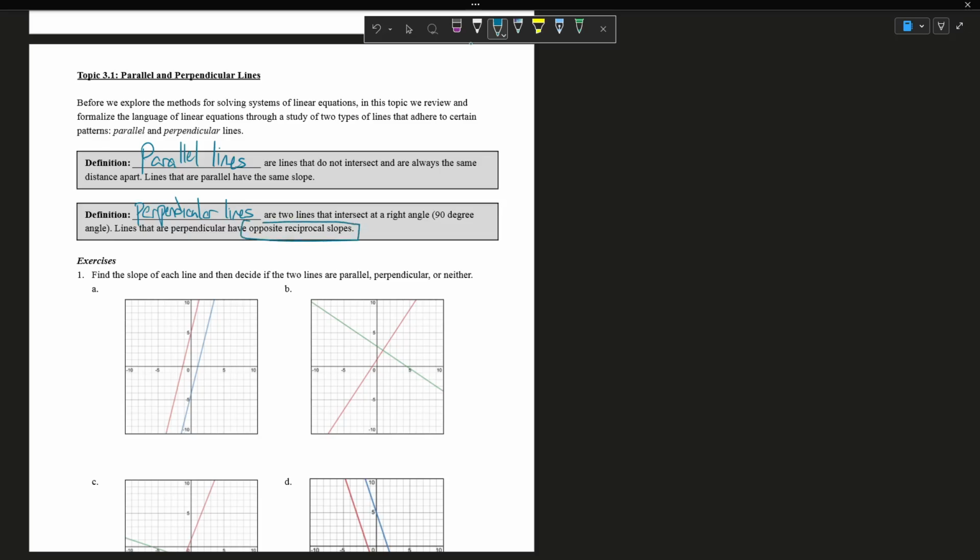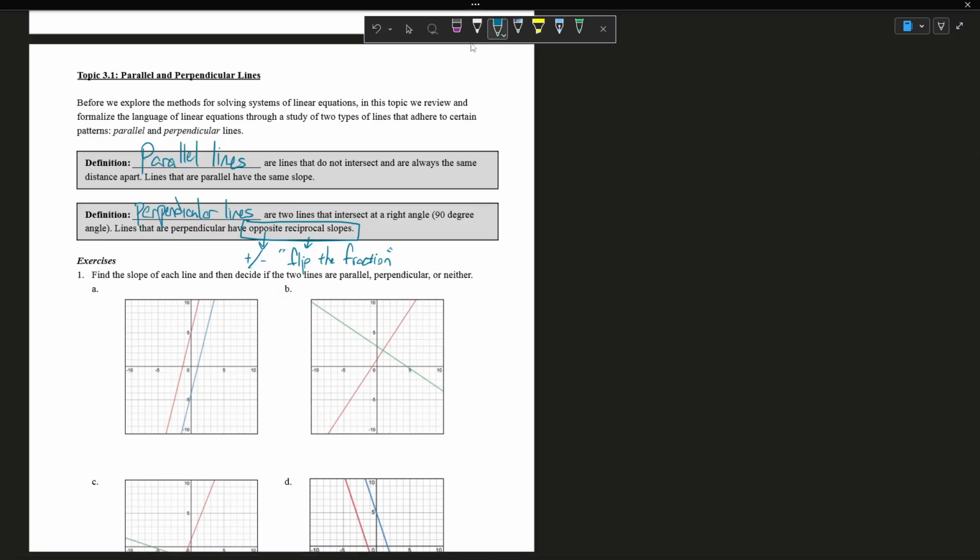So let's dive into what this means. Opposite means that it deals with signs, positive or negative. So if one slope is positive, the other one must be negative. And reciprocal means we flip the fraction. That's not a very mathy term, but it is a term that I feel very clearly shows what we mean.